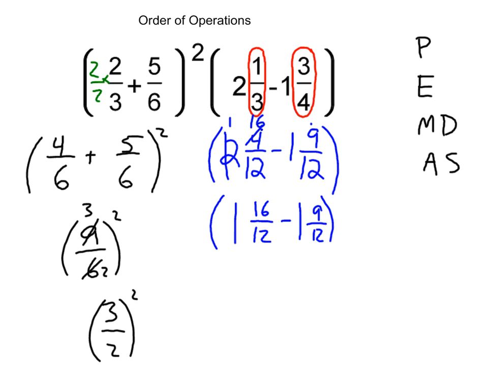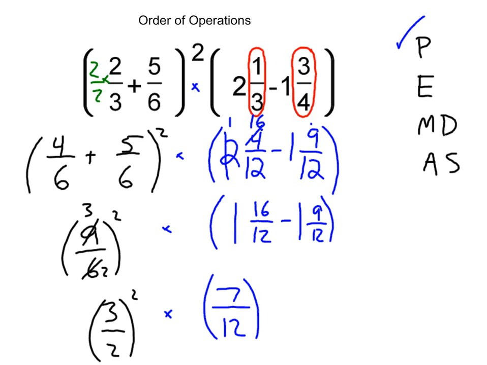Now we perform the subtraction. 1 minus 1 is 0. 16 minus 9 is 7. Now between these two sets of parentheses, it's not written, although these two are being multiplied. That multiplication is going to carry throughout. So we've taken care of the operations in the parentheses, so that step is finished.